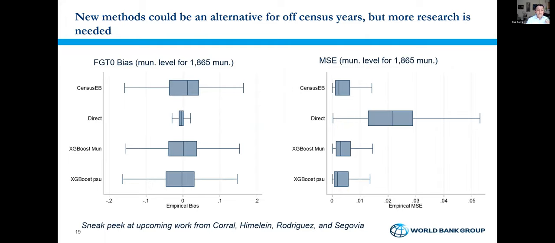And so for off-census years, which is something that we have been quite recently drilled, right? New methods could be an alternative for off-census years, but more research on this is needed. Multiple times, colleagues have come to us to ask, what can we do? Can we do a poverty map? We have a survey from 2015 and our census was conducted in 2010.